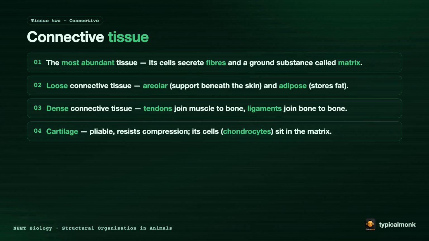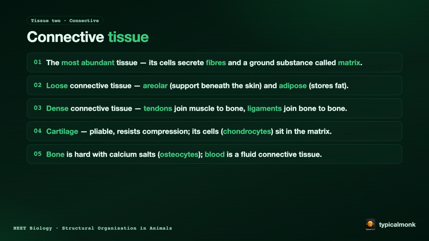Cartilage, pliable and resistant to compression. The chondrocytes sit within the matrix. Bone is hard, rich in calcium salts, with cells called osteocytes. And blood is a fluid connective tissue.